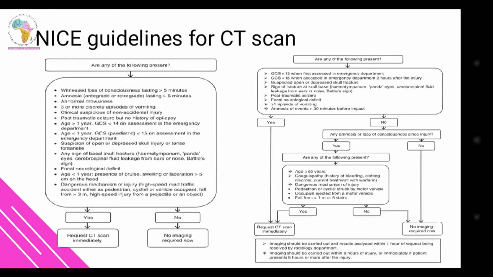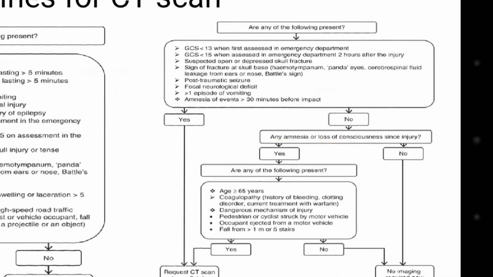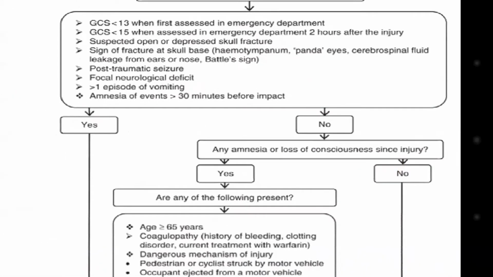Now we'll talk about the NICE guidelines for a CT scan, which is one of the most commonly used guidelines for a patient who comes to the ER, for you to request a CT scan. First of all, we'll discuss the guideline for adults. In the case of a patient that presents with a GCS score of less than 13 at the first assessment in the emergency department, this patient requires a CT scan as soon as possible. The same thing for a GCS less than 15 about 2 hours after injury. A patient suspected of having an open or depressed skull fracture, you do it. Or a patient who has signs of basal skull fracture, that's hemotympanum, panda eyes, rhinorrhea, and otorrhea, the same as a patient who has a focal neurological deficit.